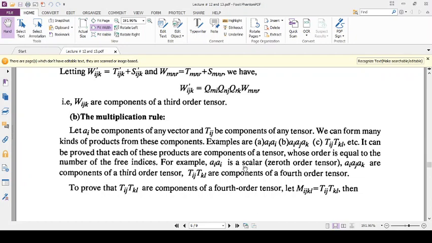Simply, you can also take ai with tij. In that case you will have one free index j. So the product of ai with tij will give you a first order tensor.